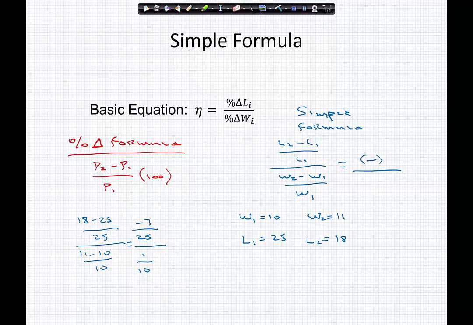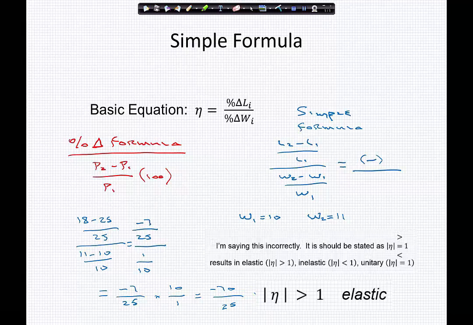Well, I don't know about you, but I don't enjoy complex fractions, dividing fractions within fractions. So I would prefer to look at this a little bit differently. I prefer to say that this is the same as negative 7 divided by 25 times 10 divided by 1. And now we can just multiply those across such that it is negative 70 divided by 25. Which is greater than the absolute value of negative 1.